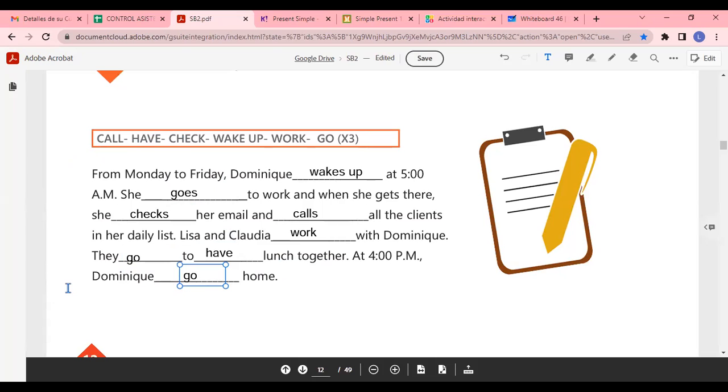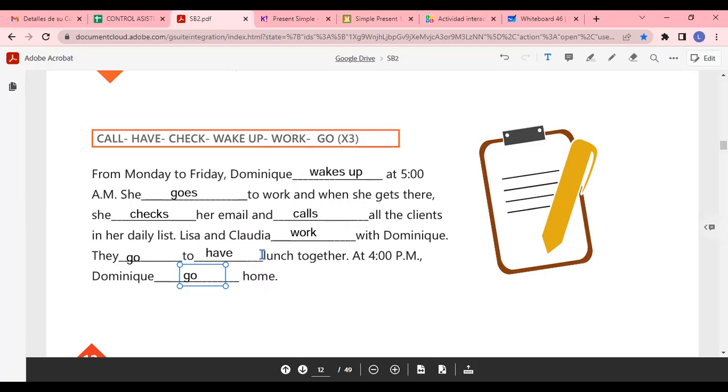Do you remember the calls? Puse has. Oh, okay. It's calls, mister. Porque has es cuando tiene. Entonces, sería tiene a todos los clientes. No, entonces sería have, lo vamos a utilizar para tomar el, en este caso, el almuerzo. Yo no sabía qué significa call, teacher. Call, llamar, mister. Yesterday we studied that.